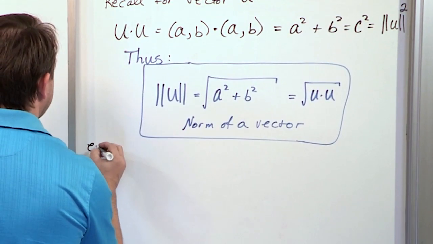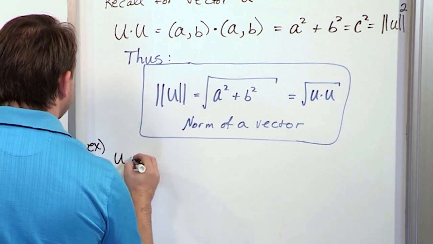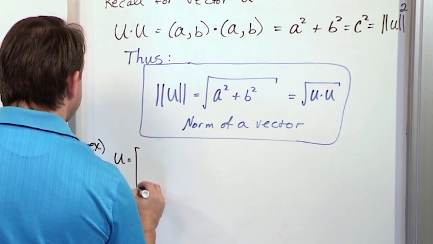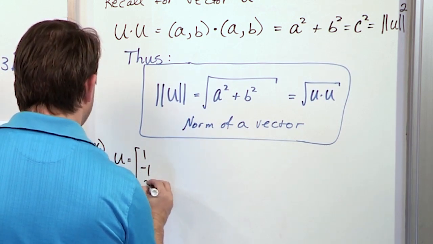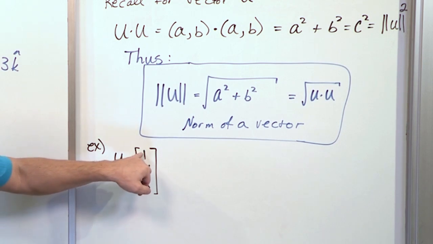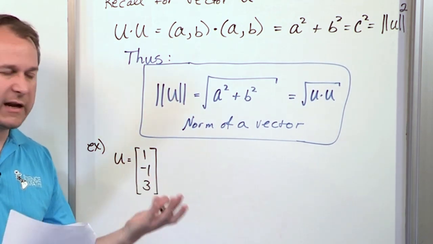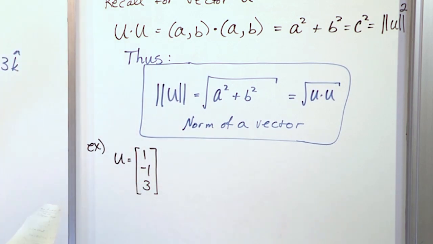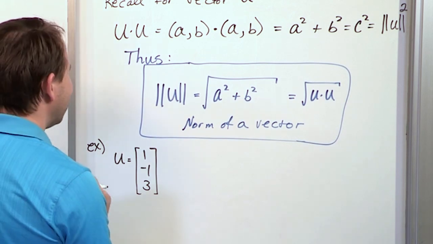Let's say I'm given a vector, capital U, in vector notation as a column matrix like this. So that's my vector. The x component of this vector is 1, the y component is -1, and the z component is 3. That's implied by the fact that we're using a Cartesian XYZ system. And let's say I want to find the length of this vector.